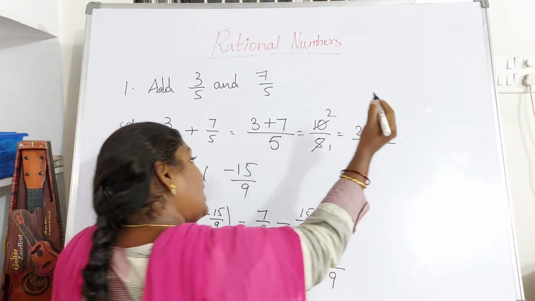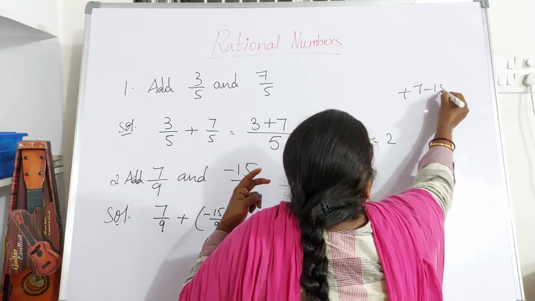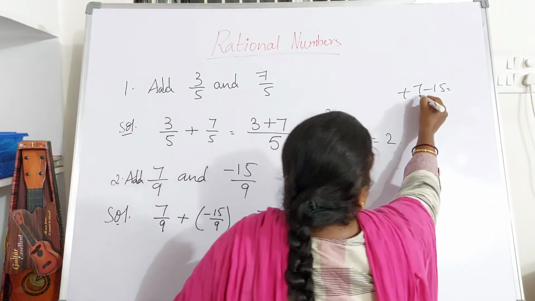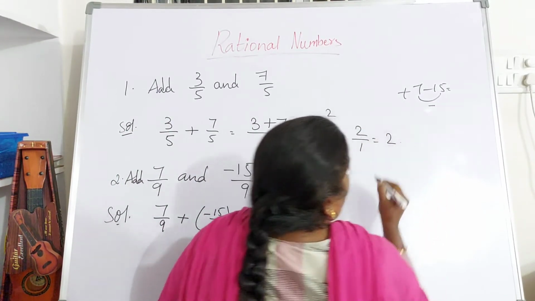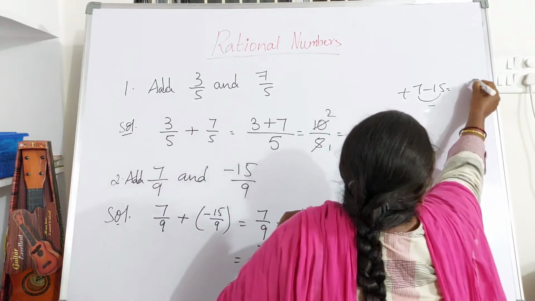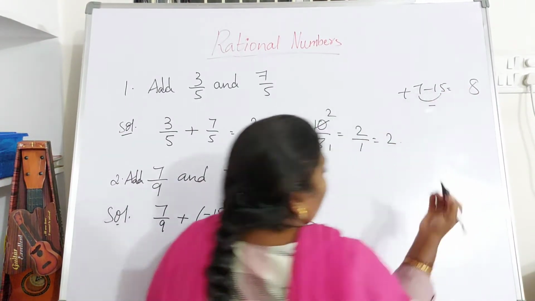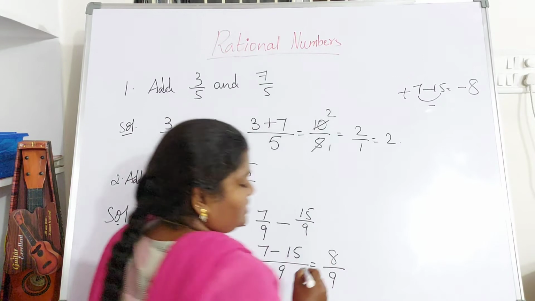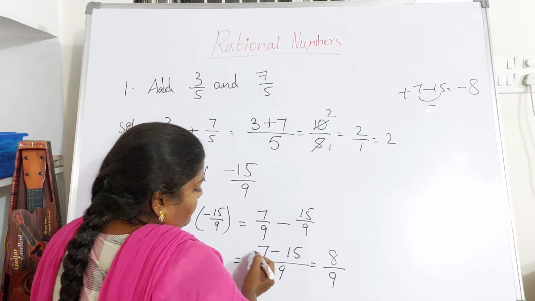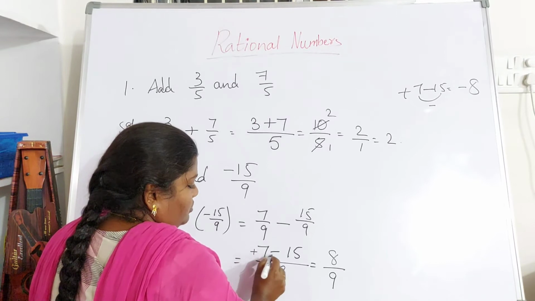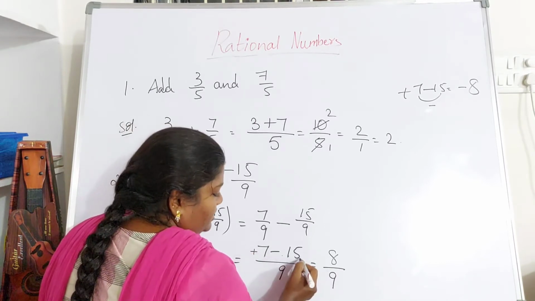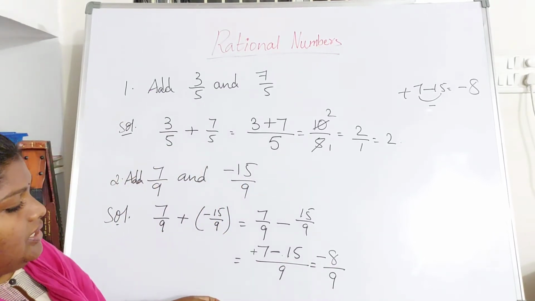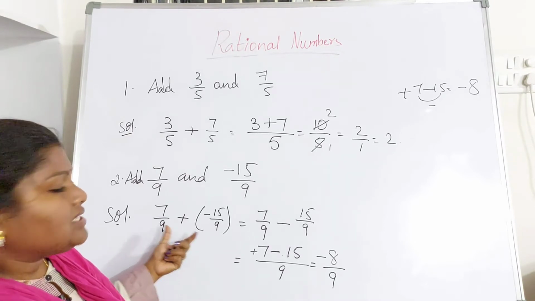Now if you have plus 7 minus 15, there are two signs here: one is a positive number, one is a negative number. In that case you need to subtract the numbers. 15 minus 7 is 8, and which is the bigger number? 15. So the bigger number's sign is to be taken into consideration, that is minus. So it is minus 8. Here also, the bigger number has the minus sign. You have one plus and one minus, so I have subtracted and taken the bigger number's sign. So it is minus 8 by 9. Now this is when you have the same denominators.